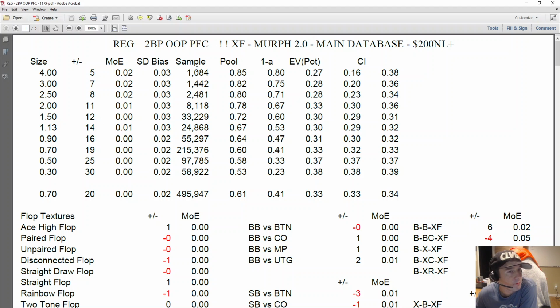What we have over here in the middle is the sample size for my database, how many times this event popped up. The database itself has about 93, 94 million hands from 2019 and 2020, various sites, 200 no limit and above. The pool stat is the frequency at which they fold to a river bet of that size in that particular formation. The 1 minus alpha calculation is for how often they need to be folding for a bluff to break even.